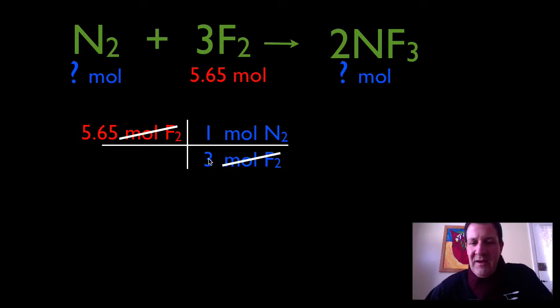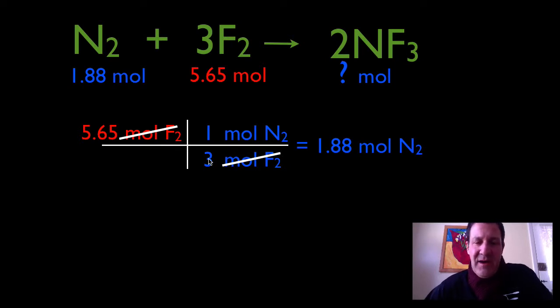And you can see now we're left with moles of N2, and you can see that if we want to react 5.65 moles of F2, we are going to need 1.88 moles of N2, okay? So that is the number of moles that we're going to need, and we're not going to convert to grams because we're not asked to do that in this problem.